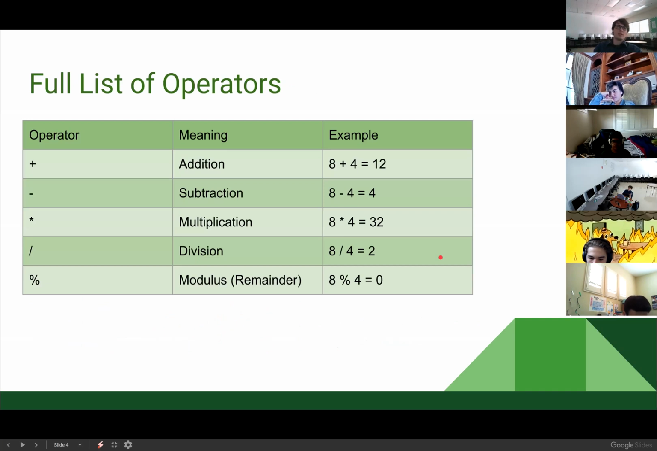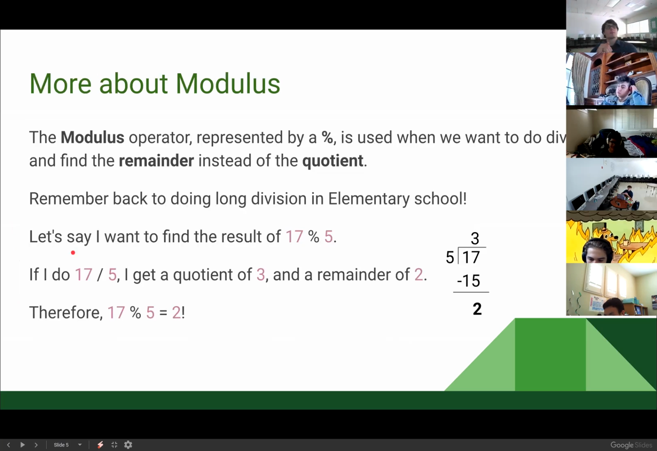So here's our list of operators. We have our plus, minus. Multiplication is done with the asterisk, which is on top of the 8. Division is done with the forward slash, not the backslash. And modulus is an operator that if you've taken a programming class before, you will probably recognize. If you've not taken a programming class, let's talk about modulus.